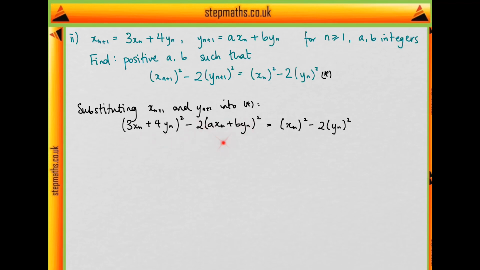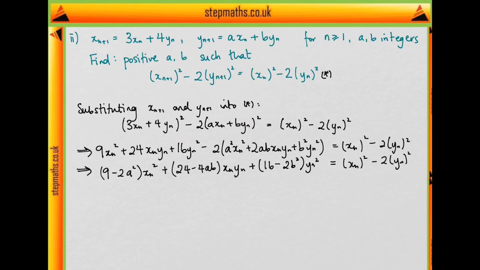So let's expand these brackets on the left hand side. Okay, and when we do, we get this, which simplifies into this. And so now we can just compare the coefficients of the terms on either side. So 1 comes from comparing the coefficients of the xn squared terms, and 2 comes from comparing the coefficients of the xn yn terms, so there's 24 minus 4ab here and none of those on the right hand side. And 3 comes from comparing the coefficients of the yn squared terms. So now we just need to find a and b which satisfy all three equations.